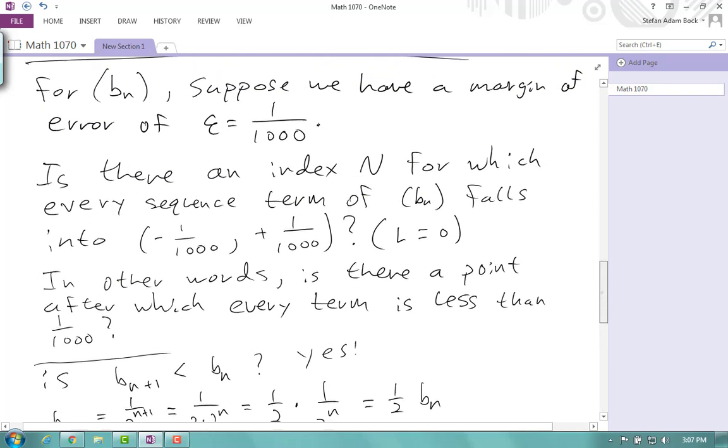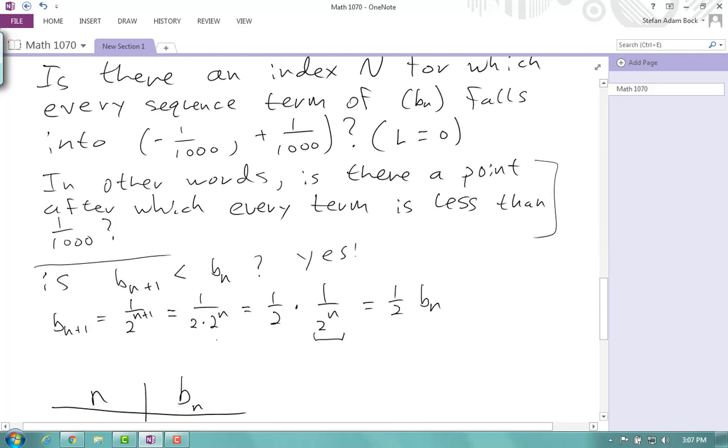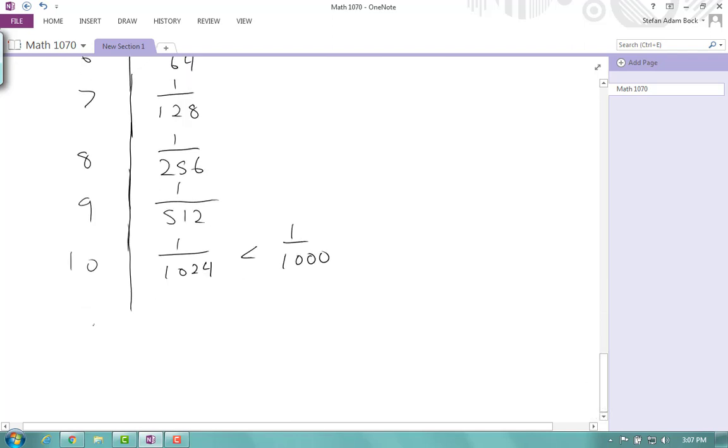all the way back here. Is there a point after which every term is less than 1 over 1000? And we determined that yes, every term is shrinking. And this is the first term less than 1 over 1000. So for all n greater than 10, we can probably use 9, but let's just be safe, b sub n is less than 1 over 1000.